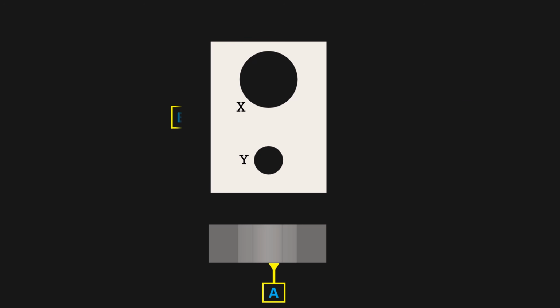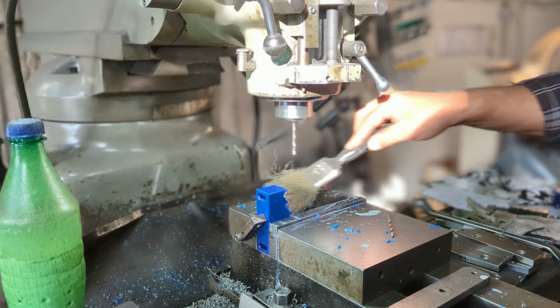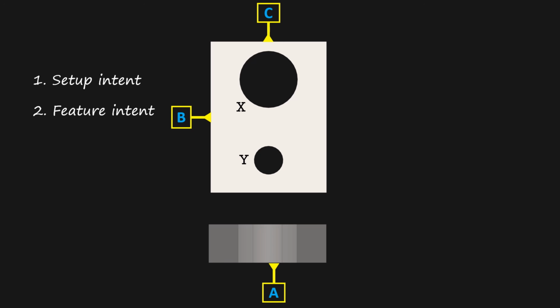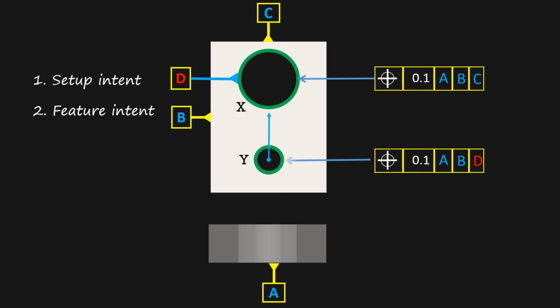So always first try to define the main datums A, B, C to indicate the part setup intent. So the manufacturer will know how the part is to be set up for manufacturing or for inspection, and then define the feature relation intent, like positional intent of the feature with respect to datums A, B, and C. But if you want to define a feature relation intent with a non-datum feature, like position of hole Y with respect to hole X, then define X as a datum D, and then you can define the position of Y with respect to D.